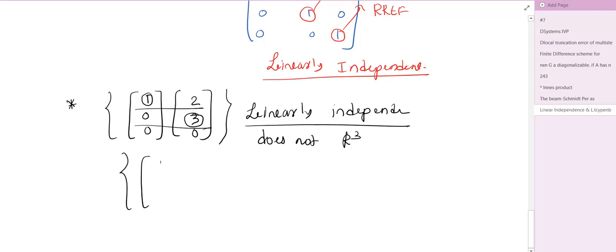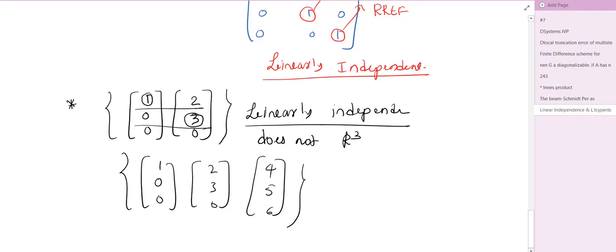So let me take this example where I have 1 0 0, I have 2 3 0, and I have 4 5 6. Here if you carefully see, we have a pivot position in all 3 columns, because after doing the row transformation you will definitely get them. So they are linearly independent. What about the spanning then? We can write this as a linear combination of these. So we can write 4 as, say, 2 times this plus 2, that is 4. Now we can write one vector as a linear combination of the other 2 vectors.